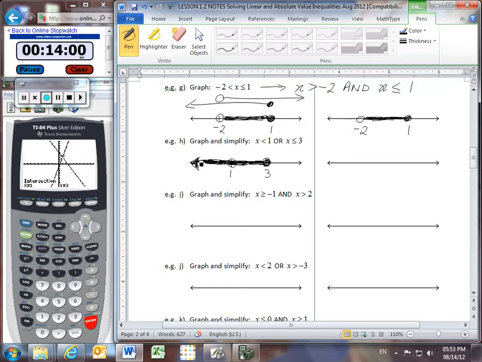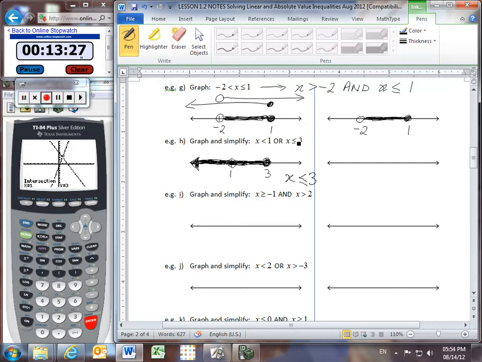So what do I mean by simplify? If you look at the graph, it's quite clear that our final solution is x is less than or equal to 3. It turns out that this first condition was superfluous or extraneous. It wasn't really required in order for us to get our solutions. What we're saying is that if x is less than 1 or it is less than or equal to 3, that means that any value less than or equal to 3 is going to meet at least one of these two conditions.